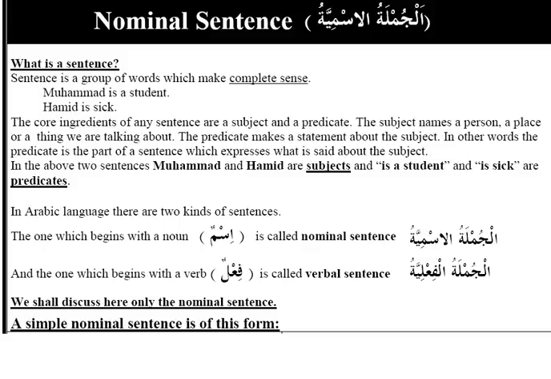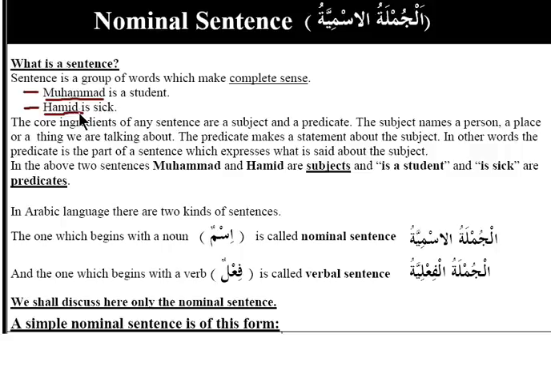First of all, let's look at English. We have two sentences here. We have Muhammad is a student and Hamid is sick. So in these two examples, Muhammad is the subject, and in this one, Hamid is the subject. So a subject is a thing that is being talked about.